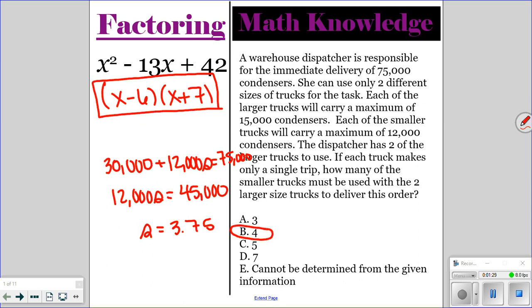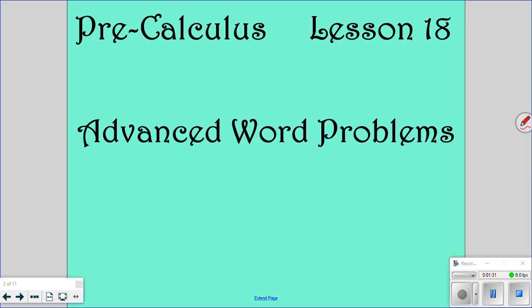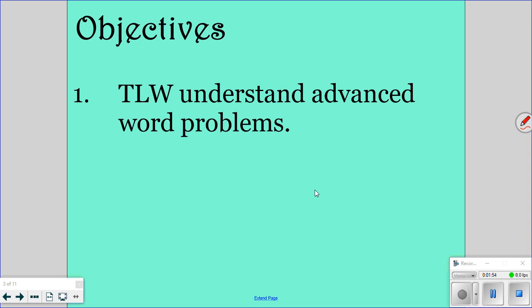Okay? So we are looking at lesson 18 today. We're going to be looking at advanced word problems. We are skipping lesson 17 because that's the proof of the Pythagorean theorem and proof of similarity. And we dealt with proofs last year in geometry. So we're not going to deal with proofs again in pre-calculus. So hopefully you'll understand how advanced word problems work.